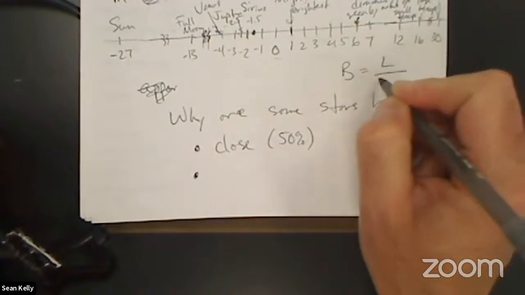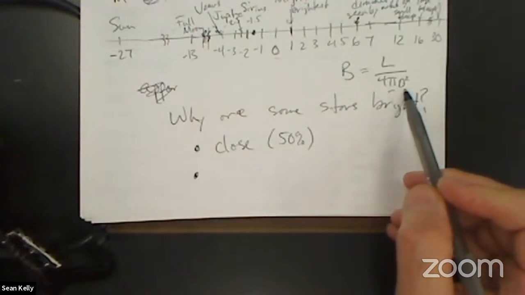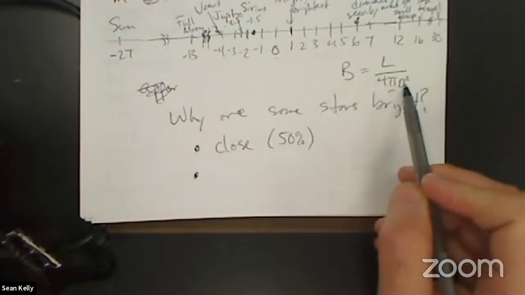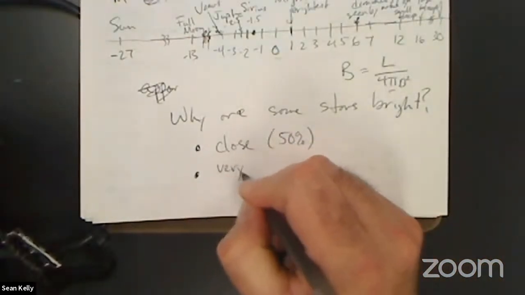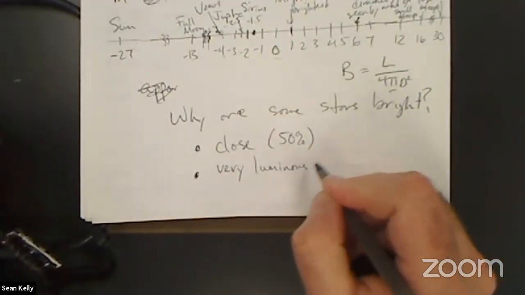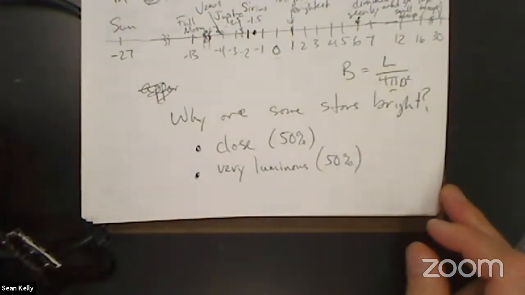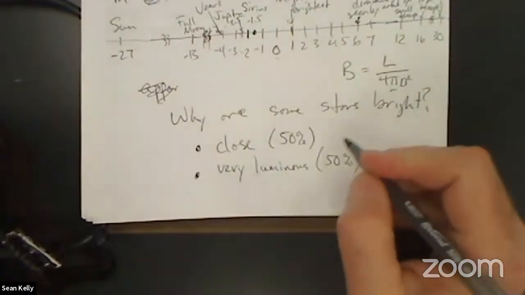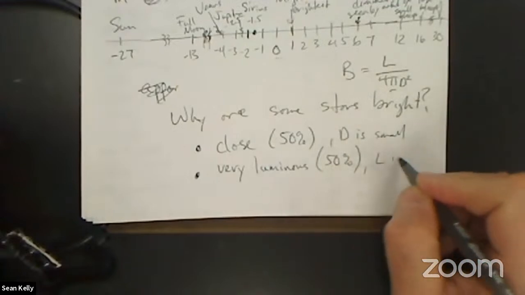Remember that the brightness formula is L divided by 4 pi d squared. So if you put in a really small number here, you get a big brightness. But how else can you get a big brightness? And the answer is very luminous. That means this number L is big. And about half of the stars are very luminous. And that's why we see them as bright. Okay. So either D is small, or L is big. Those are the two ways to get a big brightness.